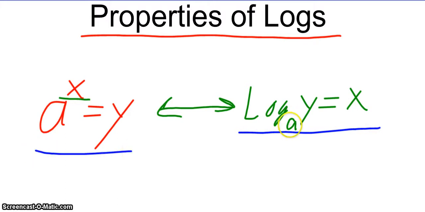Notice that the base of the log, a, is the same as the base of the exponential. And then what we're taking the log of, so y, is what the exponential equation equaled, and the exponent in the exponential equation, x, is what the log equation equals. That right there, that conversion between exponential and log, is the most important thing you need to know about logs, and it helps you solve log and exponential equations.